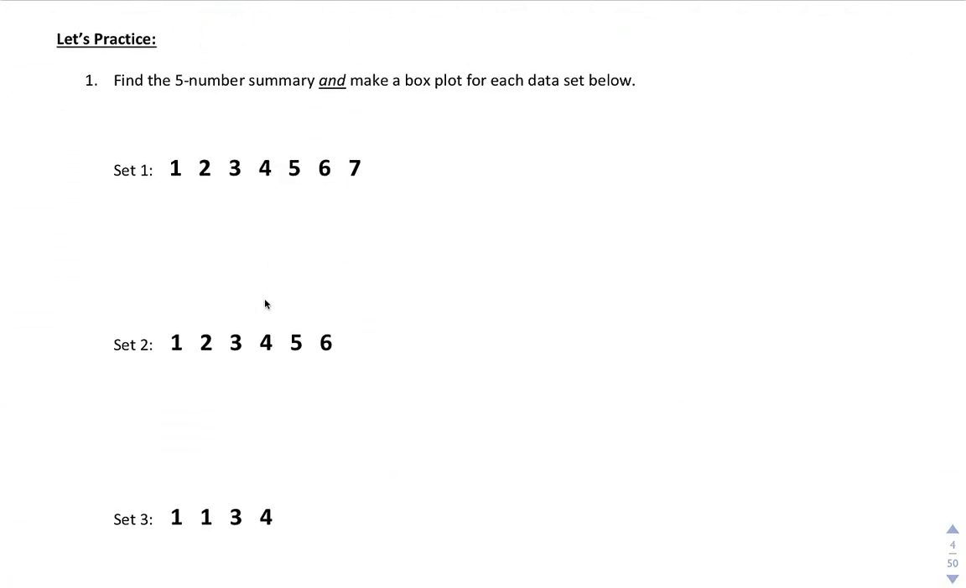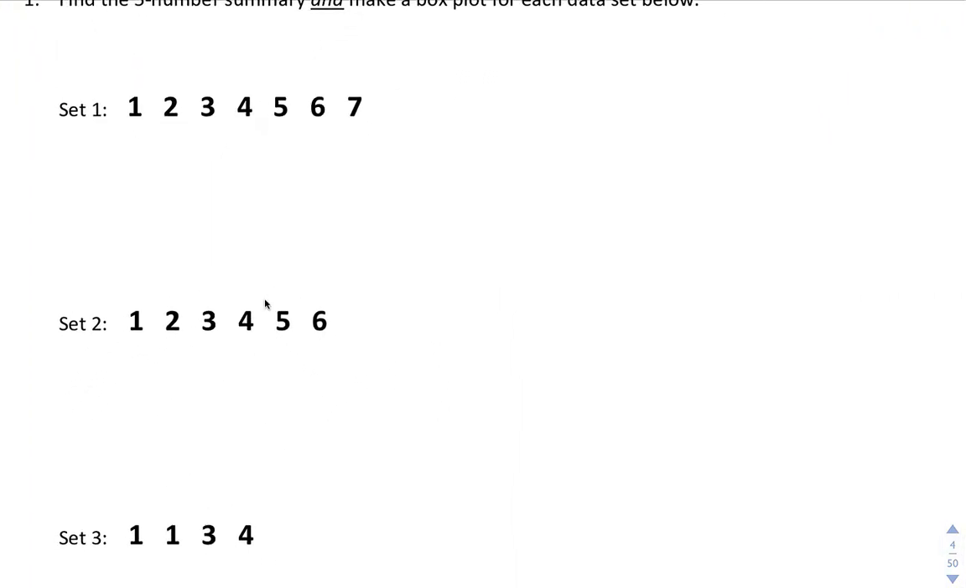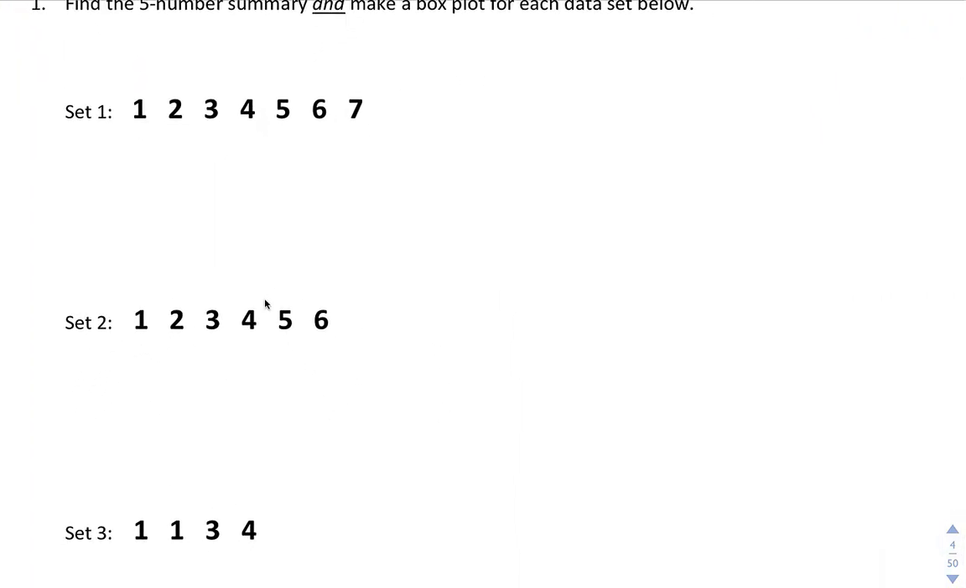Just 3 different easy sets of numbers here. Can you find the 5-number summary and make a box plot for each data set below? Okay, so min and max, pretty easy, so I'm going to write them over here. Actually, you know what? I'll write them out differently. Okay, we know min and max, 1 and 7. Let's find the median. So we cross off numbers, find the middle. Here it's 4, so let's put down the 4 as the median.